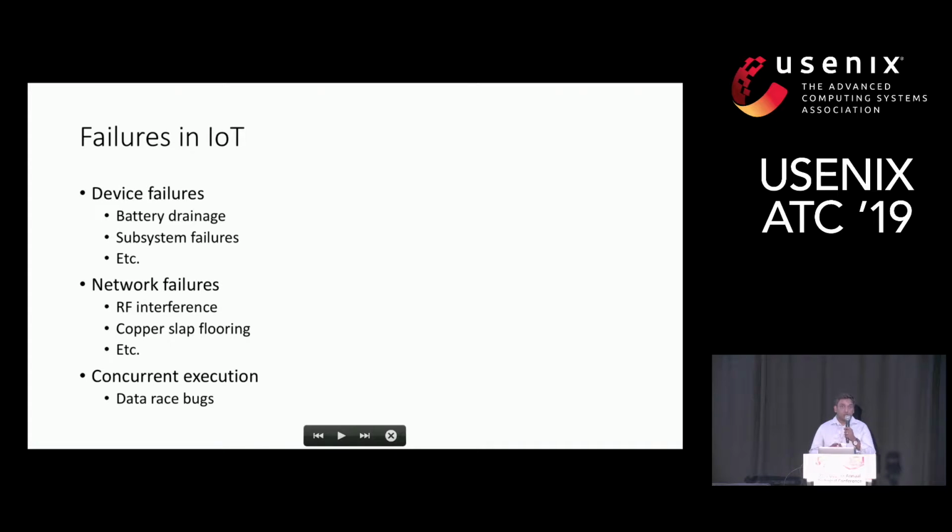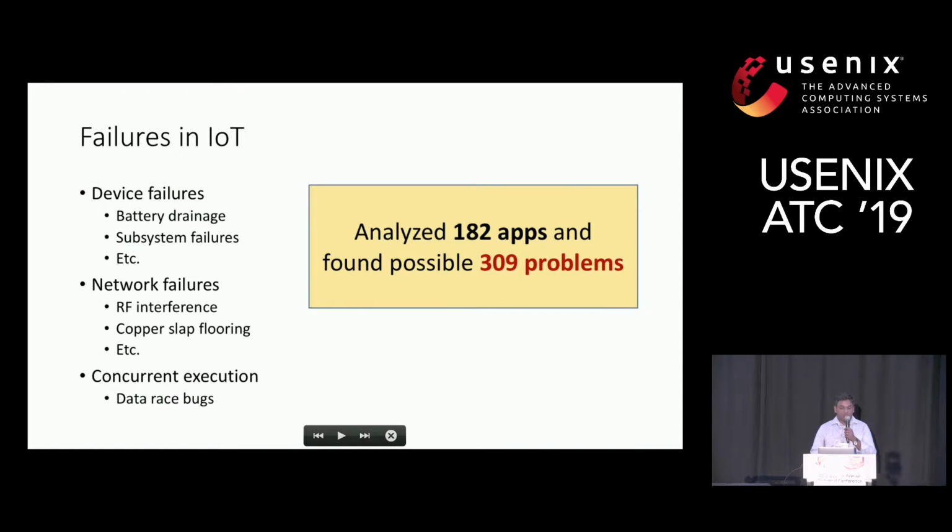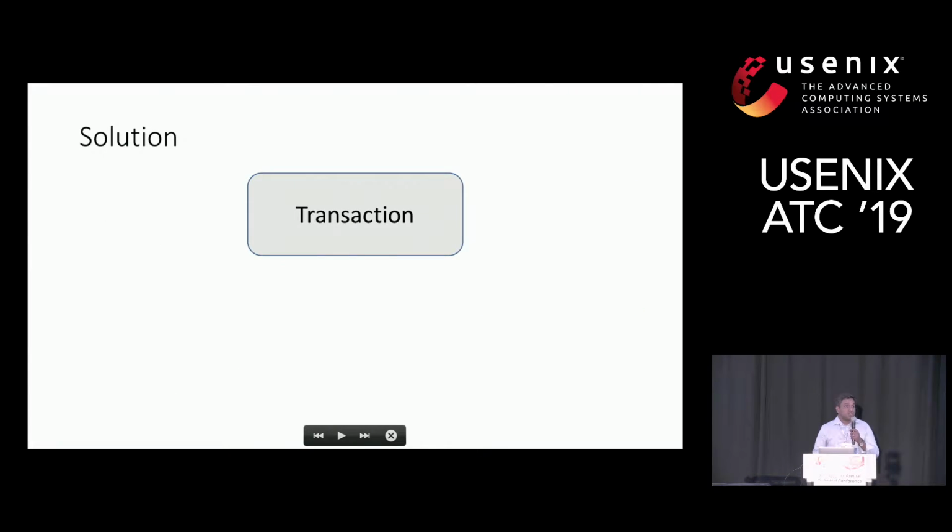We analyzed over 180 odd applications across 2 smart home platforms and found nearly 309 potential problems due to inconsistencies that arise out of failures. Now, how to solve this problem? Well, the main problem in this domain is the lack of a proper programming abstraction, which makes it difficult to write programs. Transaction is a good programming abstraction, as it provides all or nothing semantics and also isolation semantics.